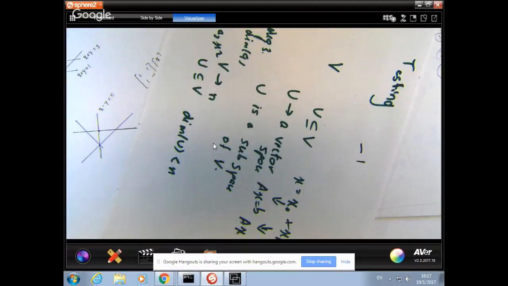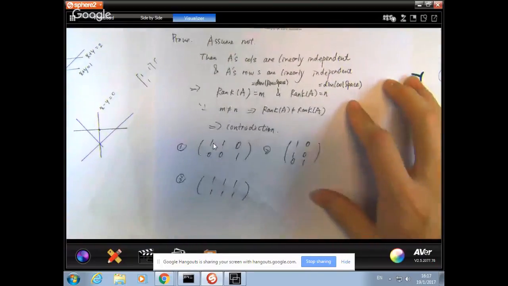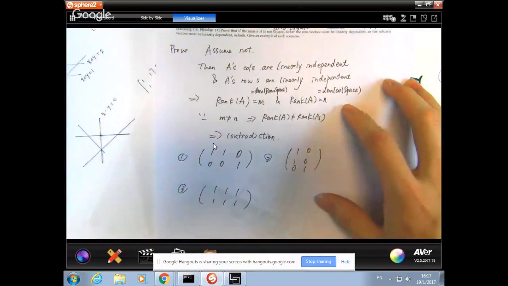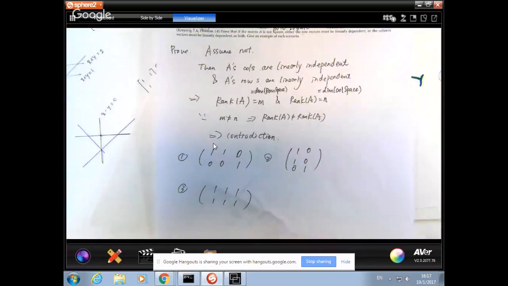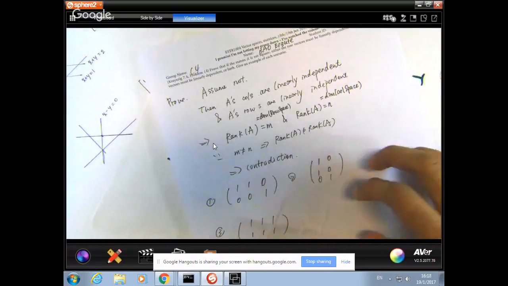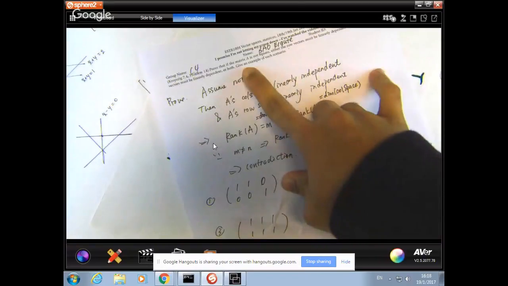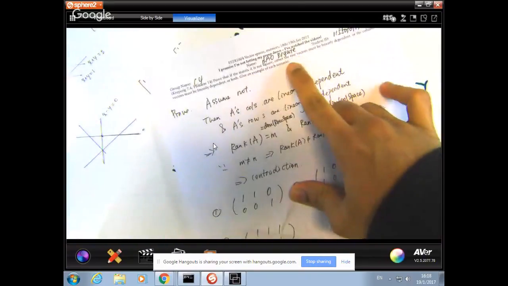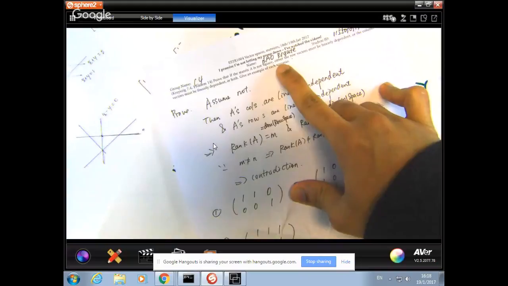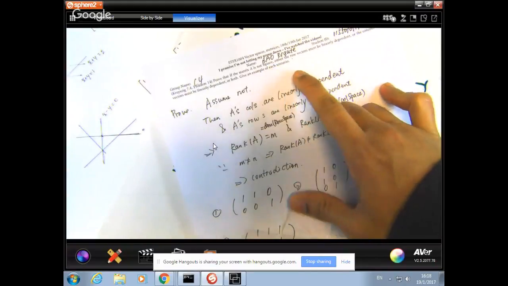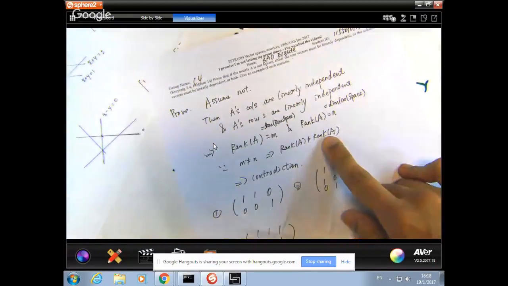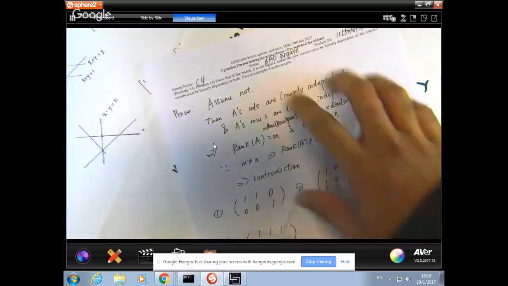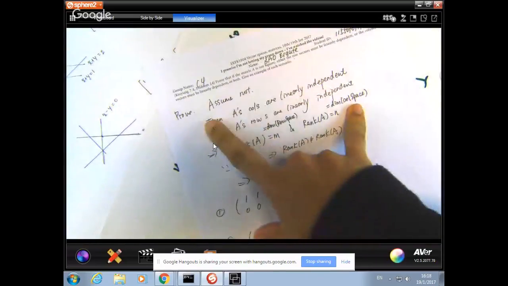Okay, so we have a solution for the last problem. Again, this is using contradiction. To solve this problem, you use the following property, that the rank of A is equal to the rank of A transpose. And so the proof is by contradiction.